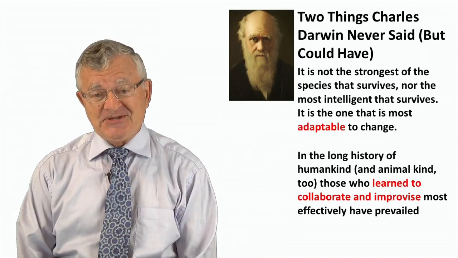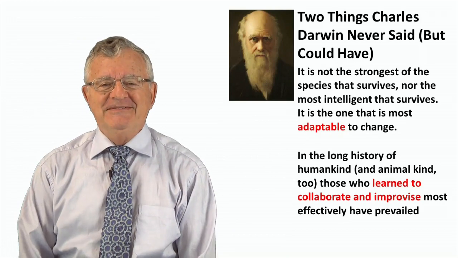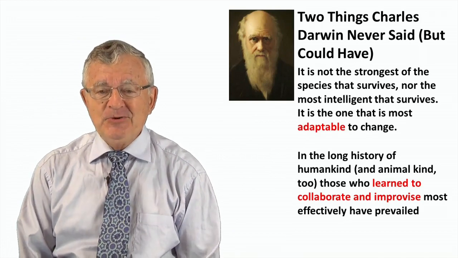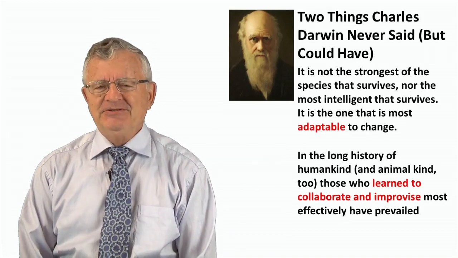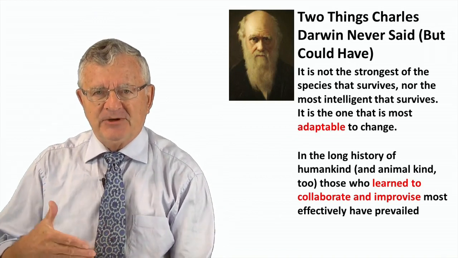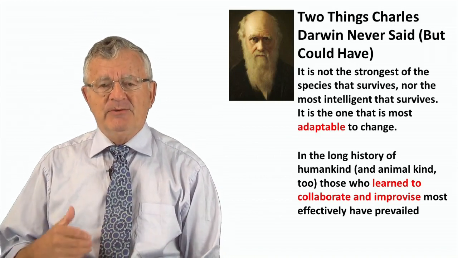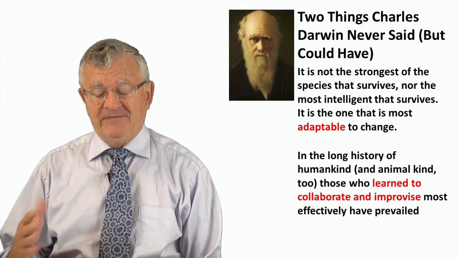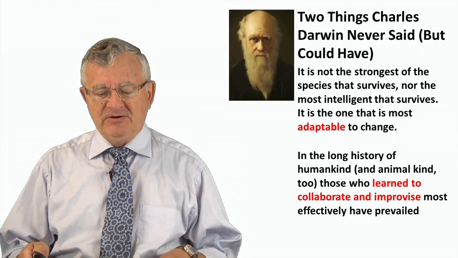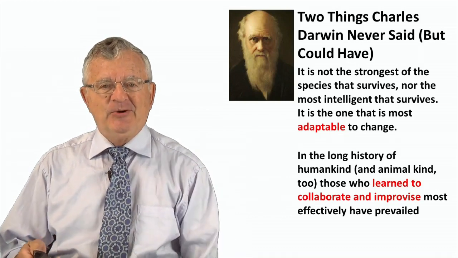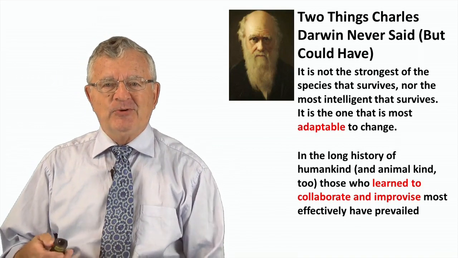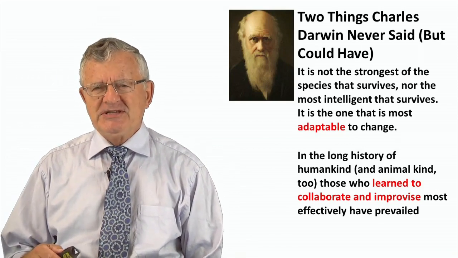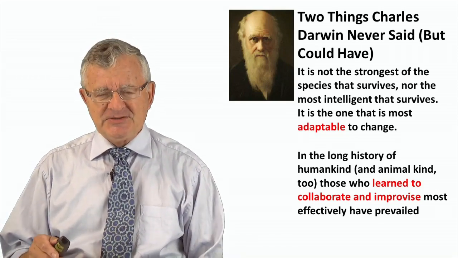And another thing he didn't say, but he could have, maybe he should have, is that in the long history of humankind and animal kind too, those who learn to collaborate and to improvise most effectively have prevailed. So this has to do with learning. Organizations that learn quicker survive. Organizations that fail to learn disappear.